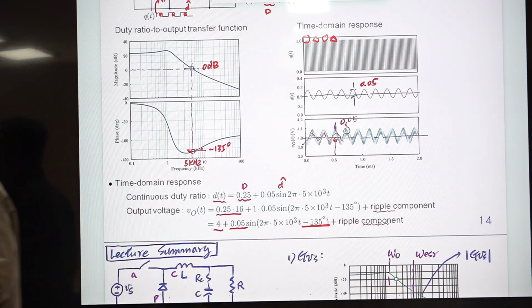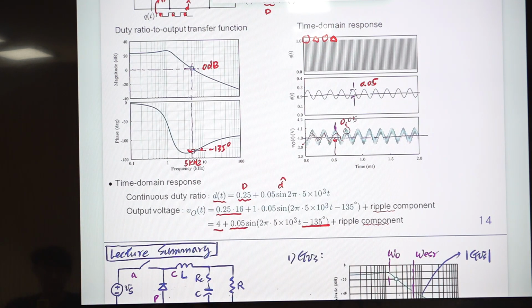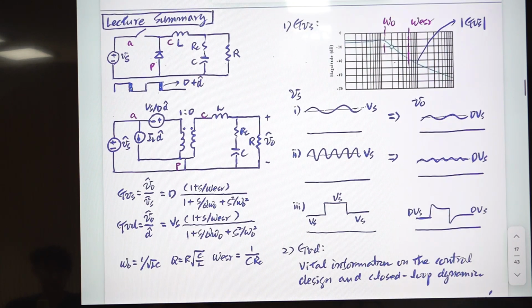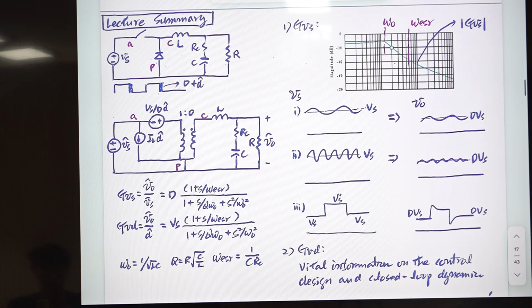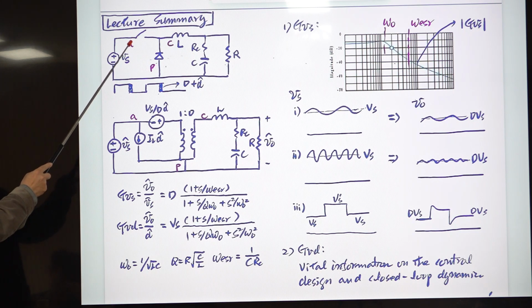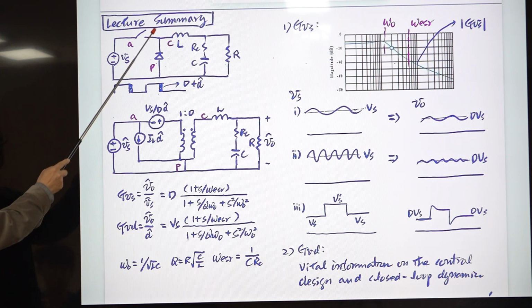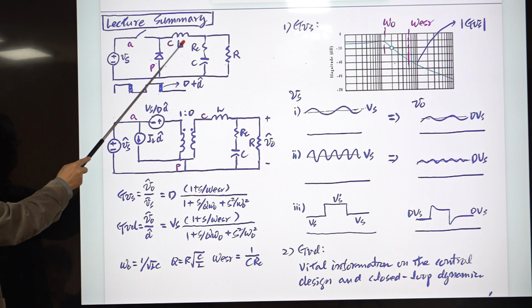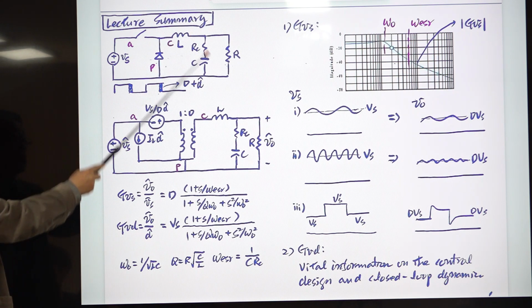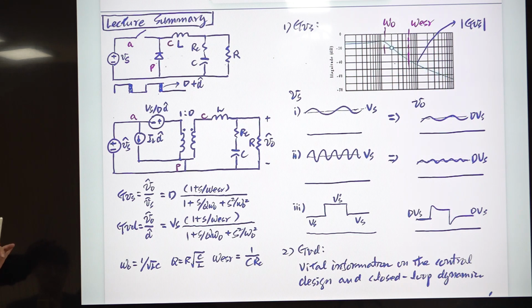Okay, I have one summary page. This is a summary of lecture 1. What you have learned in lecture 1 is basically this one. This is the buck converter. This is the A terminal, P terminal, C terminal here, and this RL is ignored because it is very small.